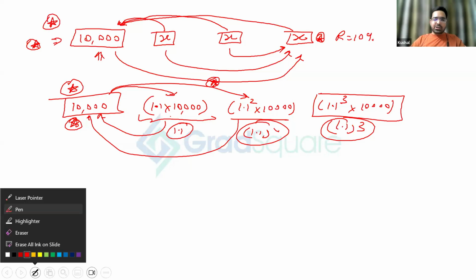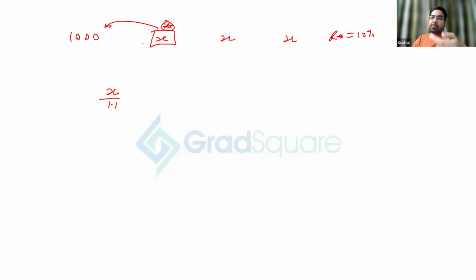So let me remove this and let me talk about it once again. Instead of 10,000, let me take 1,000 rupees of loan, and I will return it with 3 equal installments at a rate of 10%. Now, let me bring this money back into the present time period. So what will I do? I will divide x by 1.1. Correct? So this will be the value of this money which I'm going to pay after 1 year in the present moment. Clear?